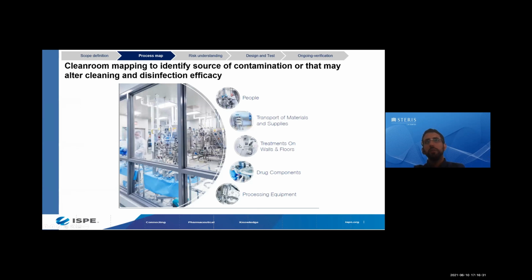The sources of contamination in your clean room are generally, all the time, coming from people, the transport of material from non-classified or from a lower grade to a higher grade, and the treatment of your surfaces due to residue from your detergent, your disinfecting agent, from the personnel, from the equipment, etc. The drug component, if you have spillage or open processes, and then of course the process equipment may release some particles on some occasions.